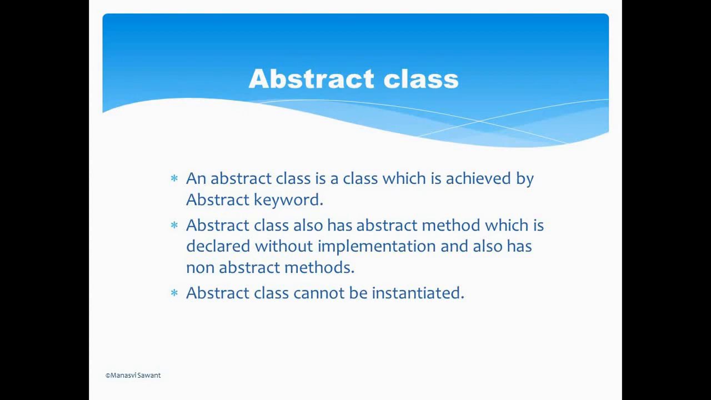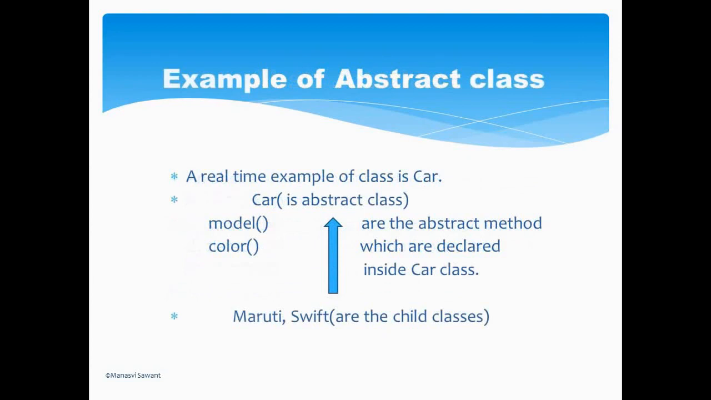Now let's see a simple example of abstract classes. A real-time example of a class is car. Car is an abstract class. Model and color are the abstract methods which are declared inside the car class. In order to define those methods, model and color, we need to use a child class which will define those methods inside it. So this was the example of an abstract class.